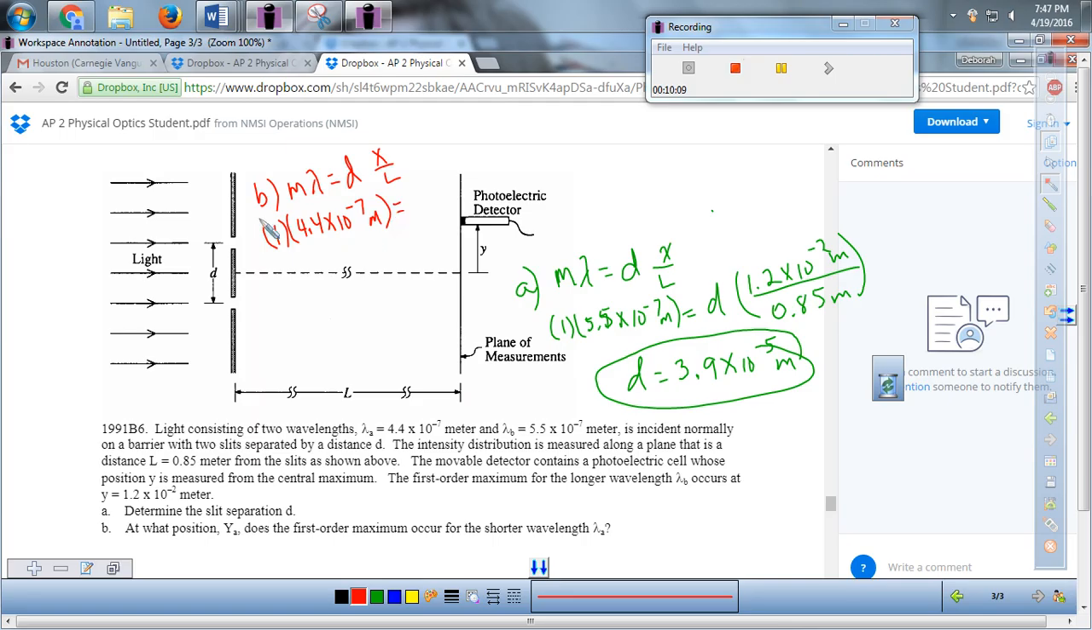I know the distance of separation now because I found that right there, 3.9 times 10 to the minus 5 meters, times x, which I have no clue what it is, over L, 0.85 meters. And so the distance from here to here for the shorter wavelength is called x, and that value comes out being 9.6 times 10 to the minus 3 meters. Alright, so that's very doable, and that takes care of 1991 B6. I'm going to stop and post this one, and then we'll come back and do 1996 and a few more.